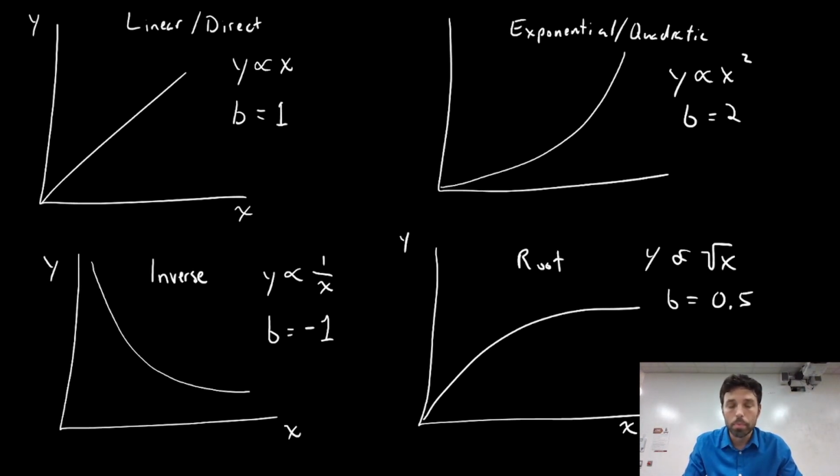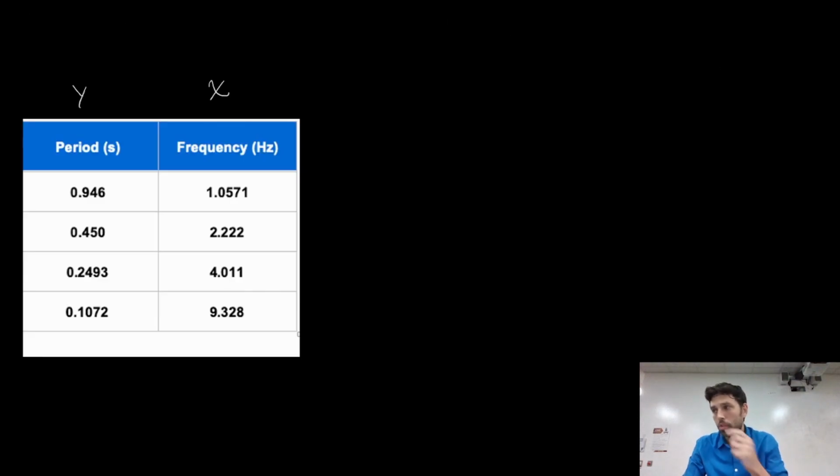Let's do an example, and I think it'll make more sense. So here we have some data, period and frequency. Very common variables to measure when we're talking about a certain kind of relationship.